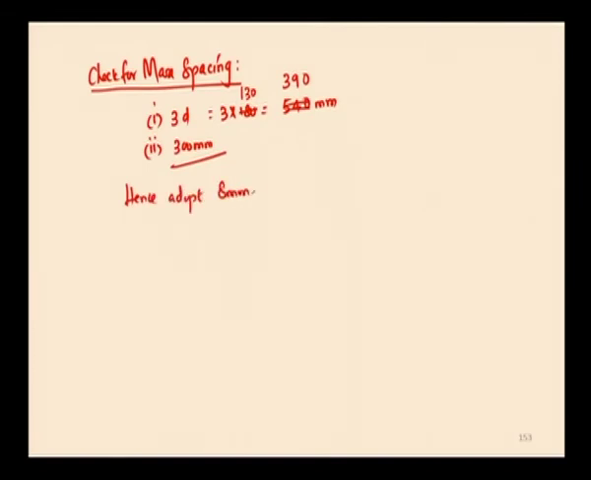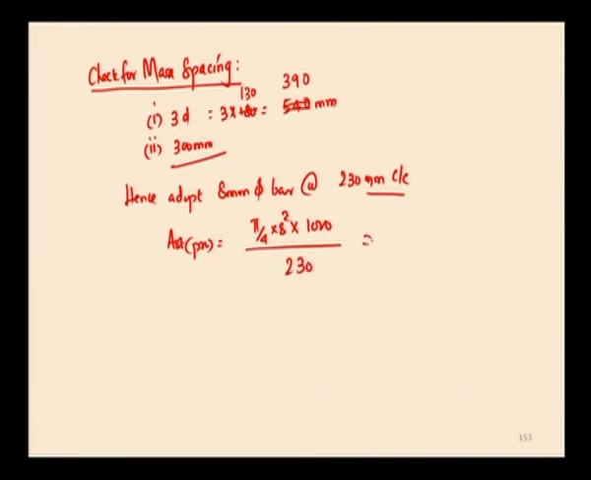Hence, adopt 8 mm diameter bar at 230 mm center to center. Here Ast provided is pi by 4 into 8 square into 1000 divided by 230, which is equal to 218.55 millimeter square. This is the reinforcement to be provided in both directions, since it is a square slab. So, this is the Ast we have provided along both directions.